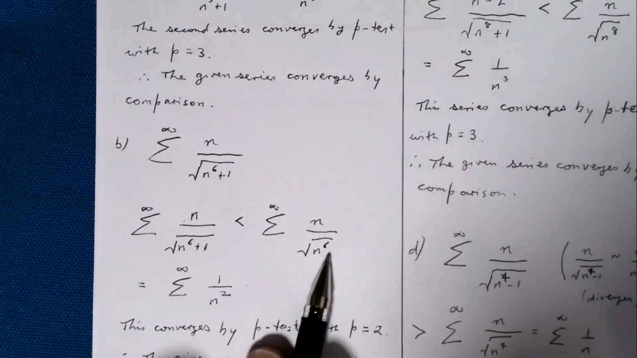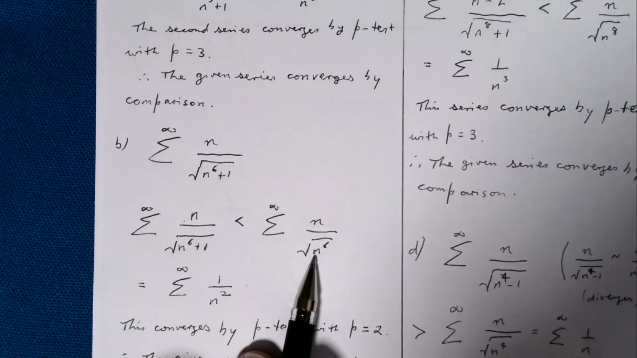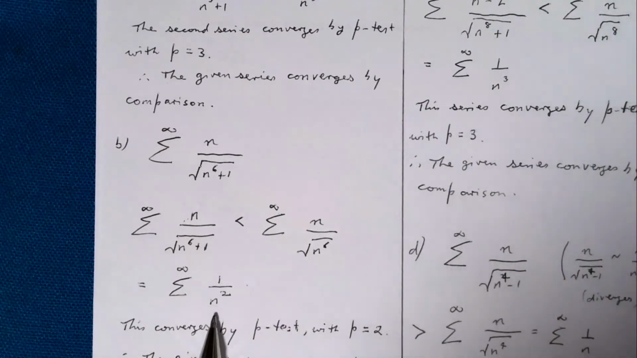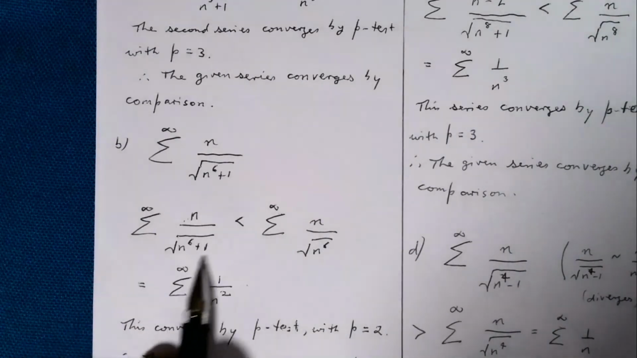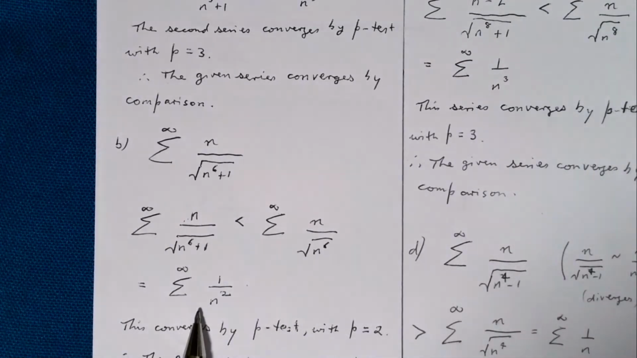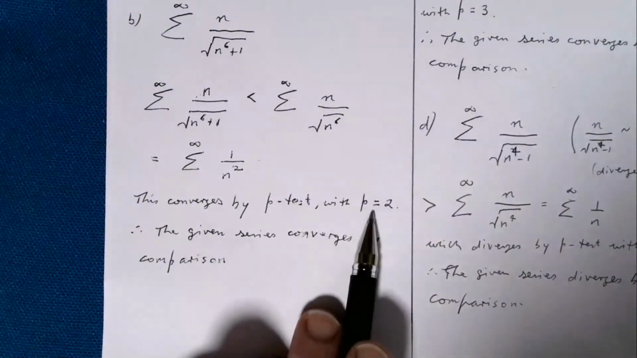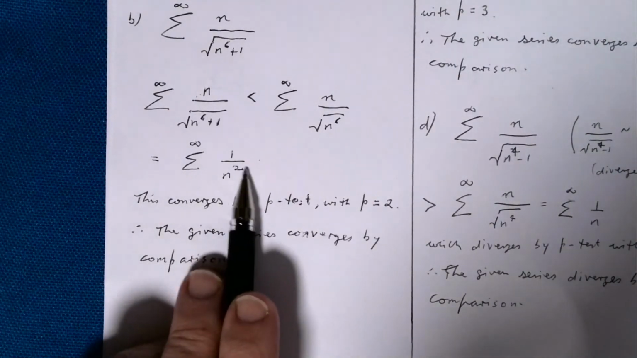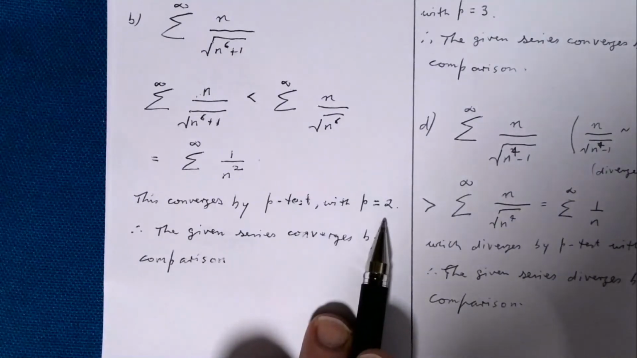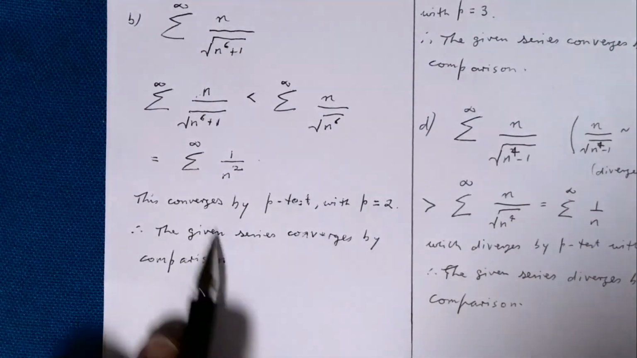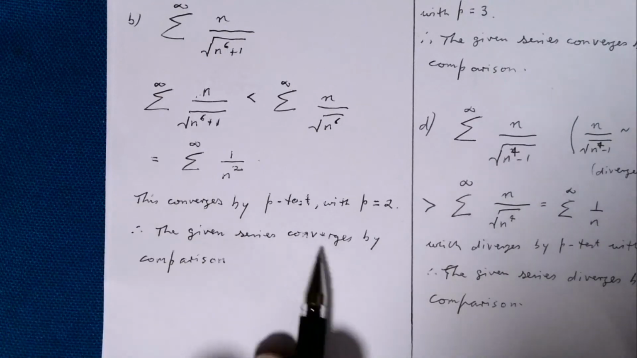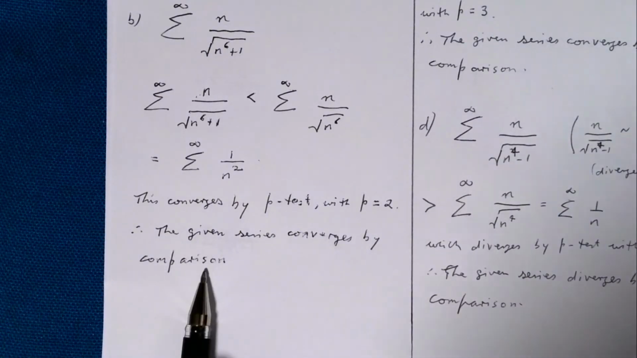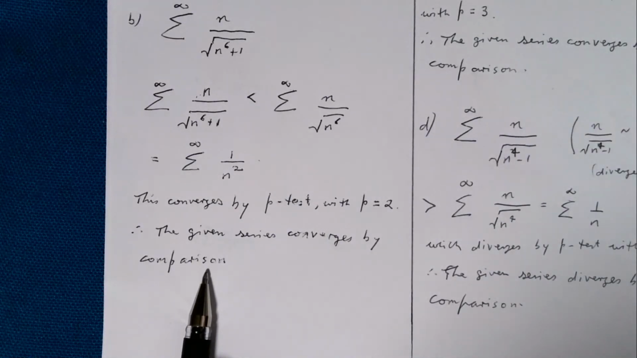Now the square root of n to the 6th is n cubed, and I can then cancel one of those and I just get n squared. And there's our Euler sum. So this infinite series is less than this infinite series. This one converges by the p-test with p is 2. As long as this number is bigger than 1, we have convergence. And that means the given series, the one we started with, converges by comparison.